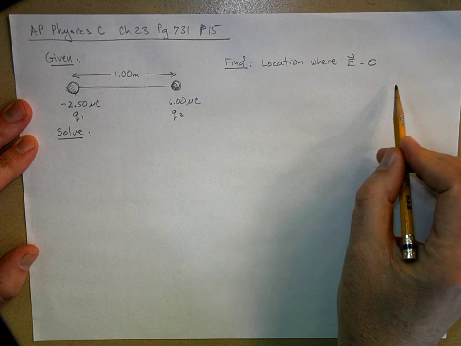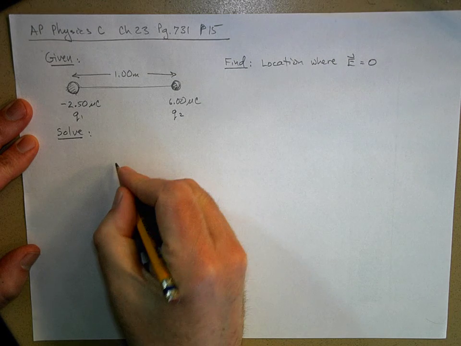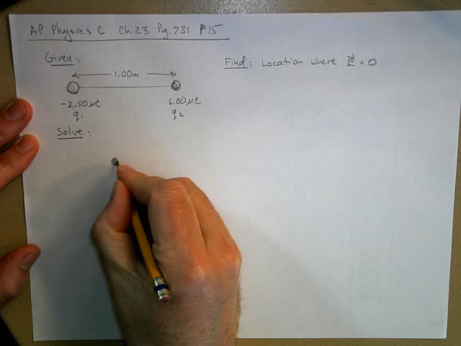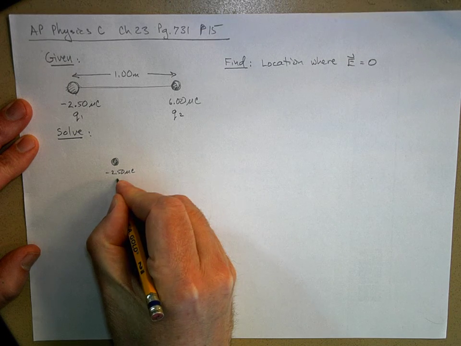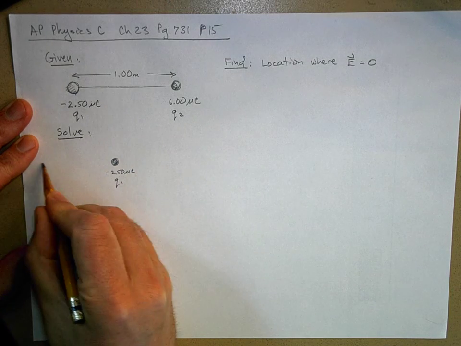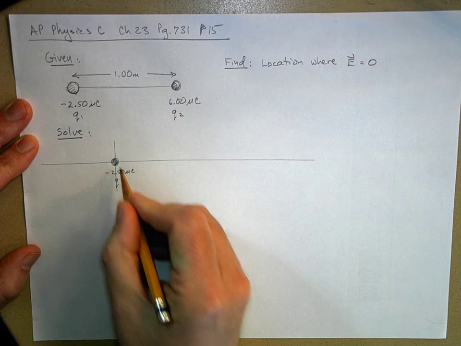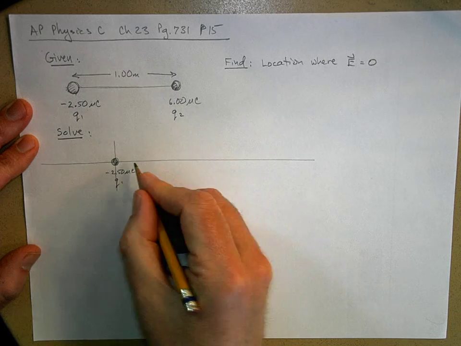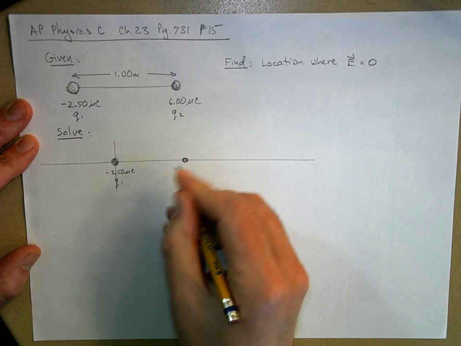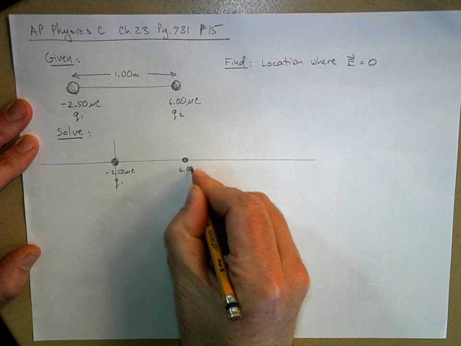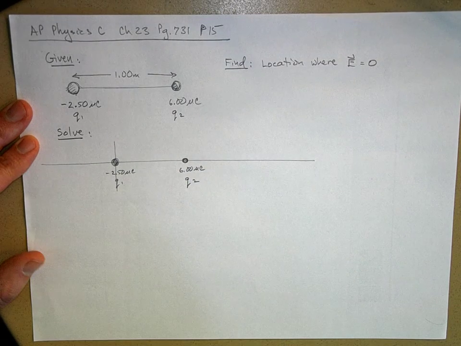Now, where is the field zero? So remember, let's think like a positive test charge. So let me redraw this. I'm going to put the negative 2.5 microcoulomb charge here, and I'm going to make an x-axis. I'm going to say that this is the origin right here. And so 1 meter away is the 6 microcoulomb charge, Q2.